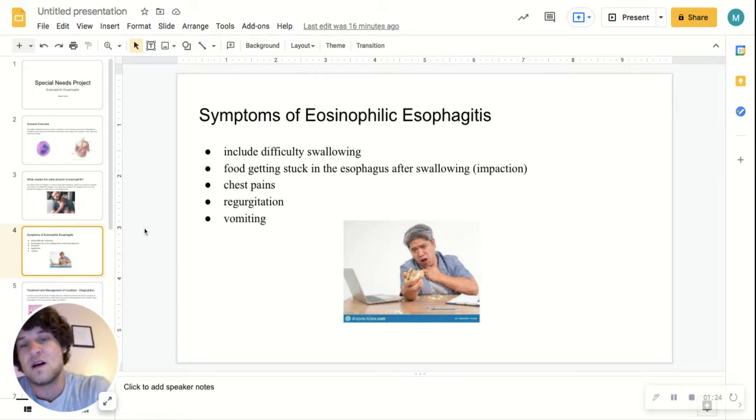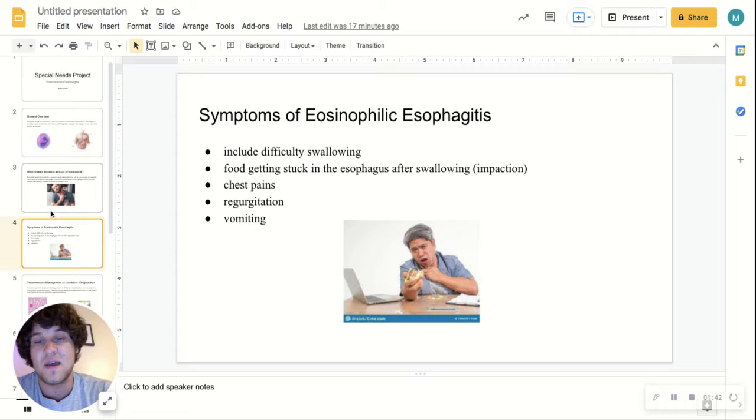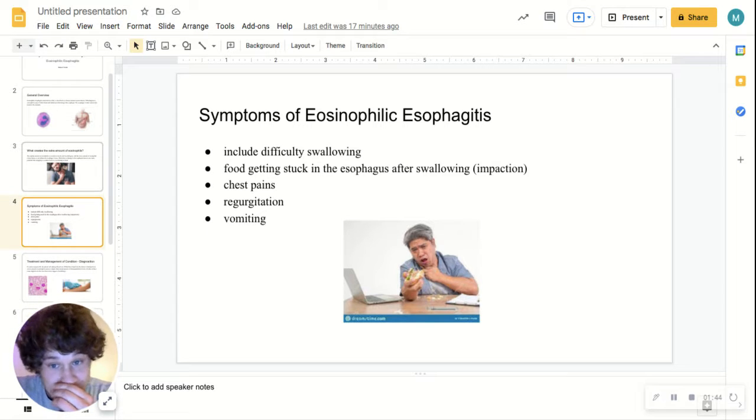And some symptoms of eosinophilic esophagitis are difficulty swallowing food, and food getting stuck in the esophagus after swallowing. This is also known as impaction. It also has chest pains, regurgitation, and vomiting.